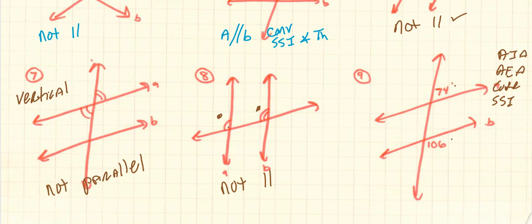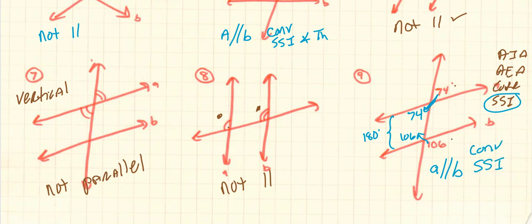Now we can do that because vertical angles will bring this over here, so this is 74, and vertical angles will bring this over here, so that's 106. So then once you have the 74 and the 106, these are same side interiors at this point, and now we add that up, we get 180, which is what they should be. So we do have enough. So it's going to be A is parallel to B, converse, SSI.